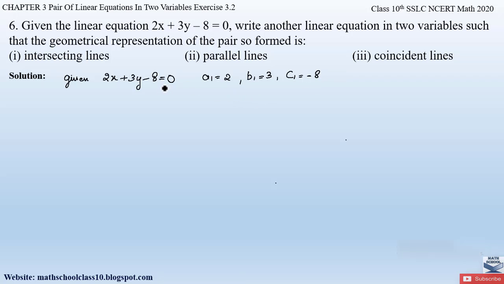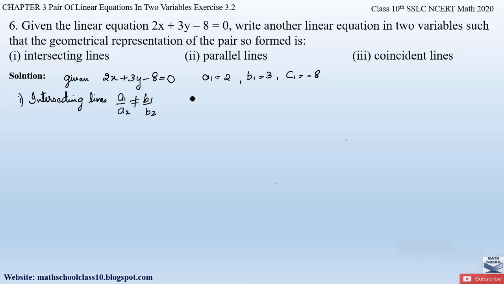Right, now we have to form another linear equation such that the geometrical representation of the two equations will be intersecting lines. So first let us form an equation for intersecting lines. Now for the lines to be intersecting, we have seen in our previous problems there is a relationship between a1, b1, c1 and a2, b2, c2 from the second linear equation, right? So let us write down the relationship first. For intersecting lines, we should have a1 by a2 not equal to b1 by b2, right? So here the ratio a1 by a2 should not be equal to b1 by b2.